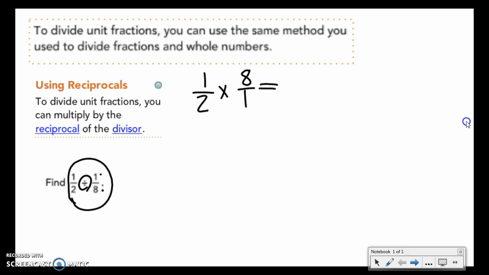So now all you have to do is multiply straight across. 1 times 8 is 8. 2 times 1 is 2. Again, when you have an improper fraction, think of it like a division problem. 8 divided by 2. Well, 8 divided by 2 is 4. So your quotient is going to be 4.